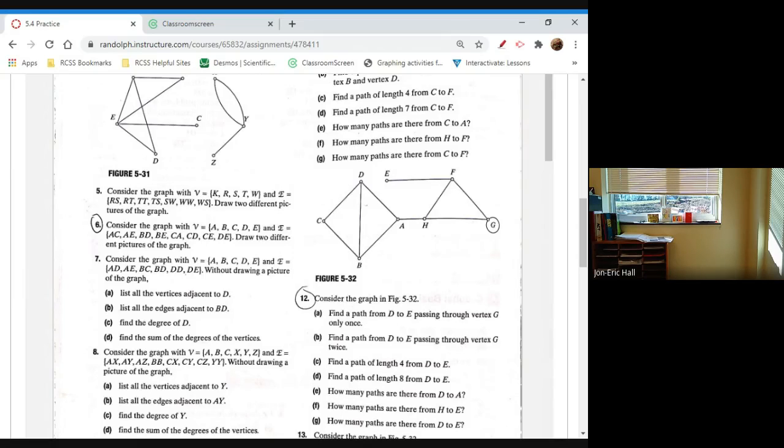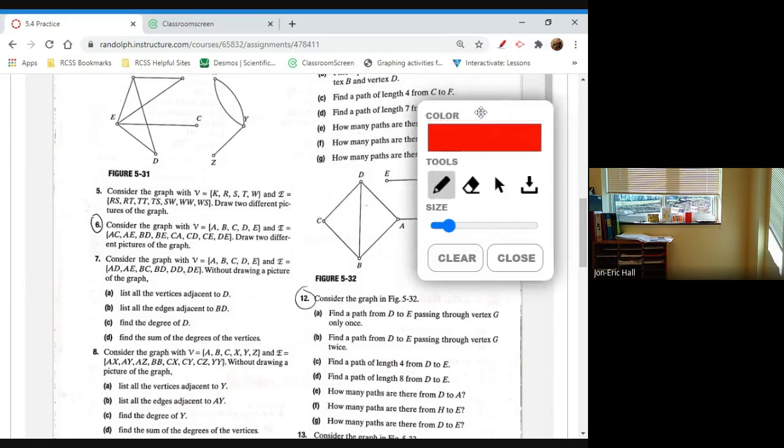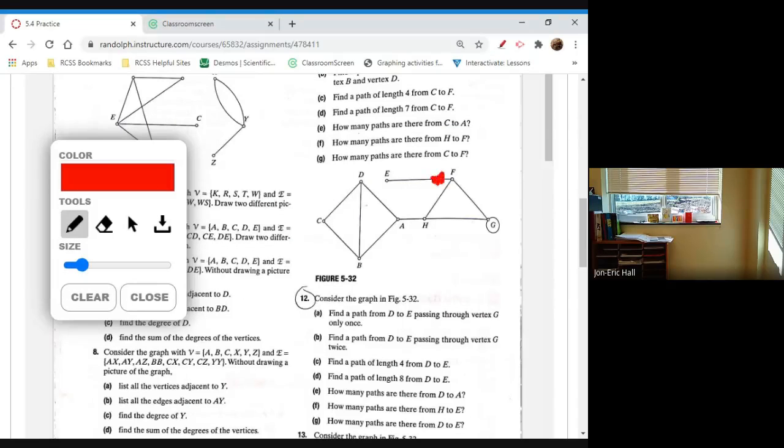Got it? So again, a bridge is of degree 1. If I remove this, and it's no longer there, E is isolated. So that would be a bridge. The only way for you to get there would have been that edge, that line. Again, right here is another bridge, because if I isolate that, there's no way for me to get from this section over to this section. So those 2 are bridges.